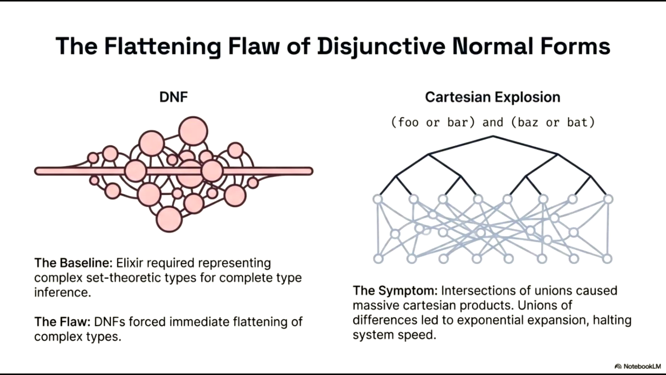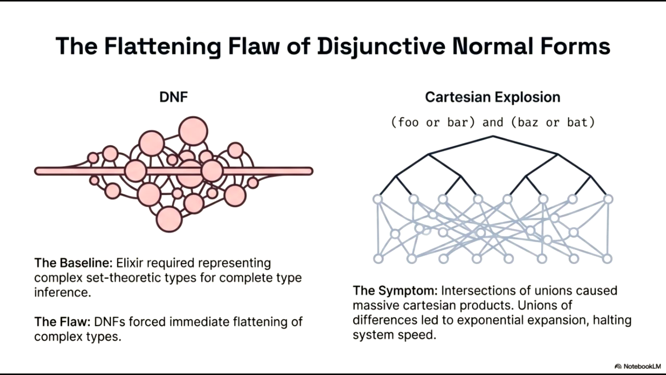To achieve complete type inference in Elixir, the system must be capable of representing complex set-theoretic types. However, using disjunctive normal forms, or DNFs, results in what we call the flattening flaw. This approach forces an immediate flattening of these complex structures, as illustrated by the tangled baseline on the left. The primary symptom of this flaw is a Cartesian explosion.